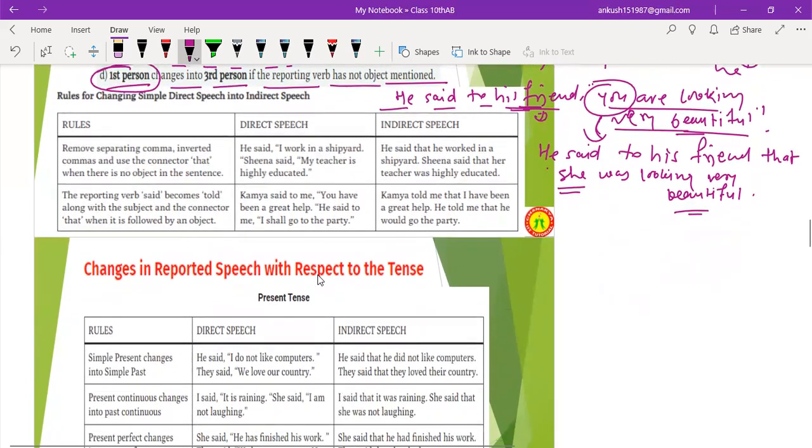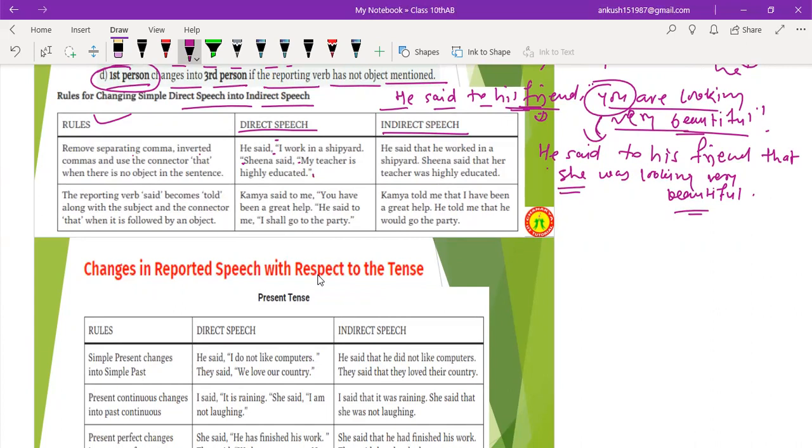Rules for changing simple direct speech into indirect speech. Simple direct: what do you have to do? These are the rules for direct and indirect speech. How to transform it? Remove the separating comma, this one, the inverted commas, these, and okay, these.